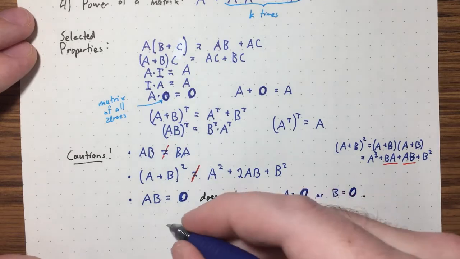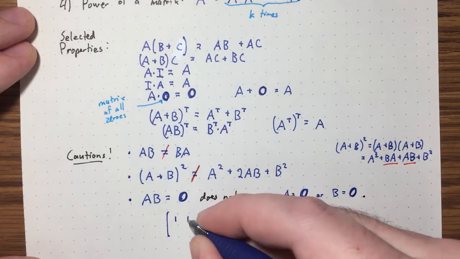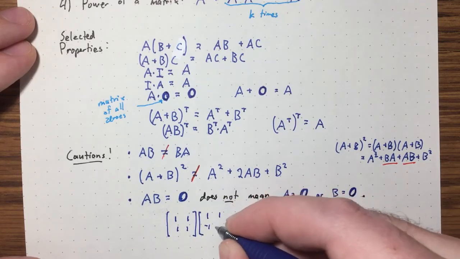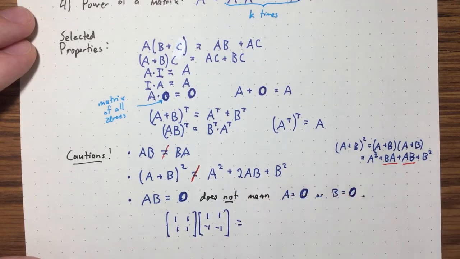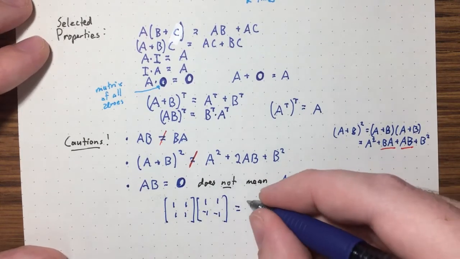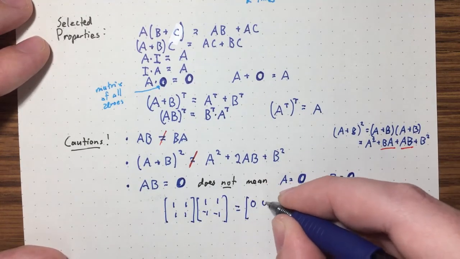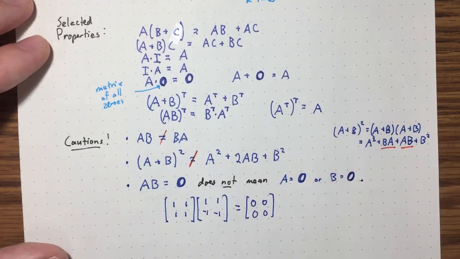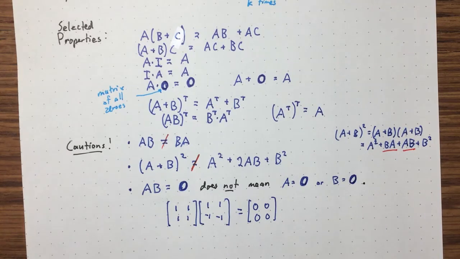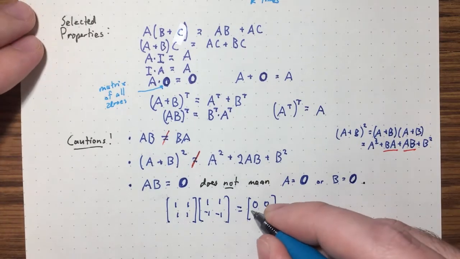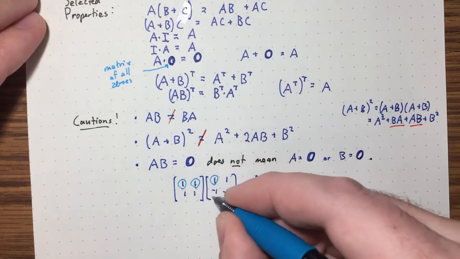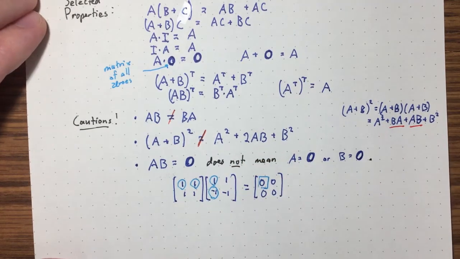Here's an example of that. You take A to be this matrix, 1, 1, 1, 1, and B to be this matrix, 1, negative 1, 1, negative 1. There aren't even any zeros in these matrices. But when I multiply them together, I get the all zeros matrix. Again, how am I getting that 0 there? I'm doing 1 times 1 plus 1 times negative 1. That gives 1 minus 1, which is 0.